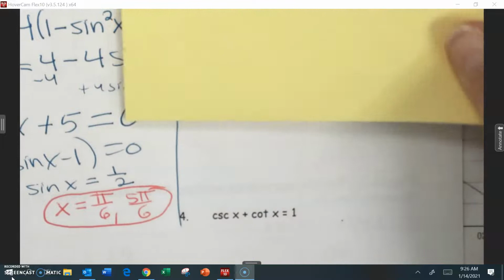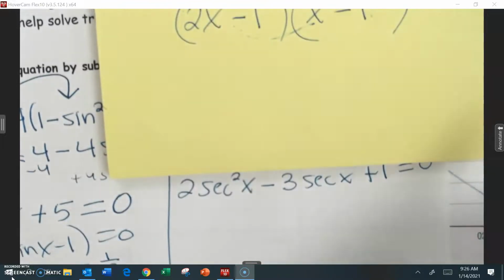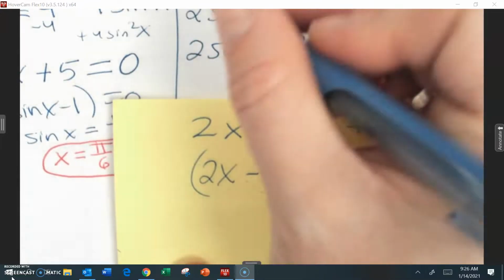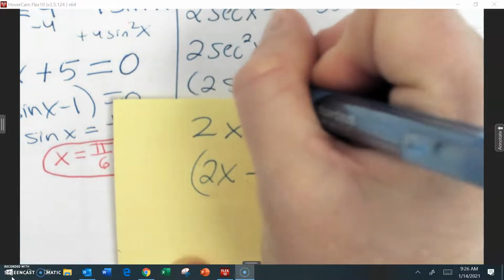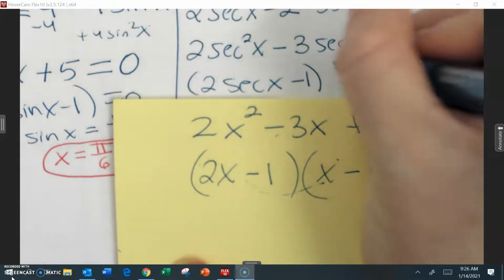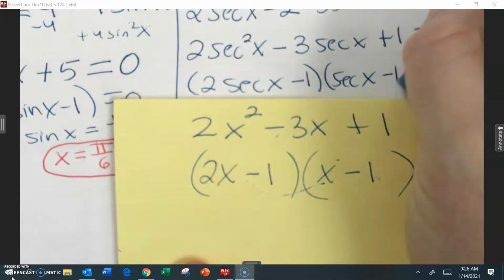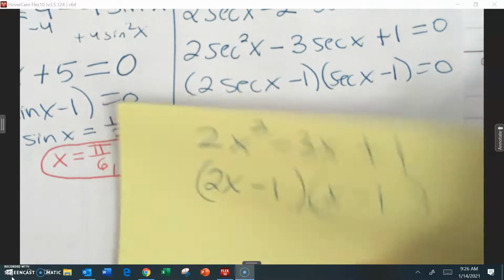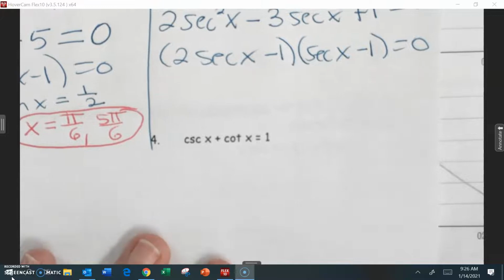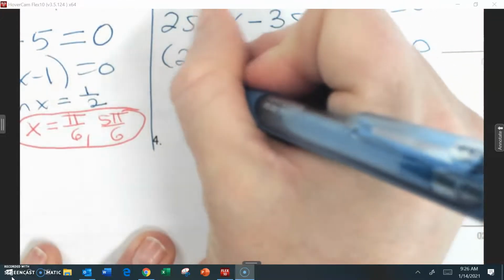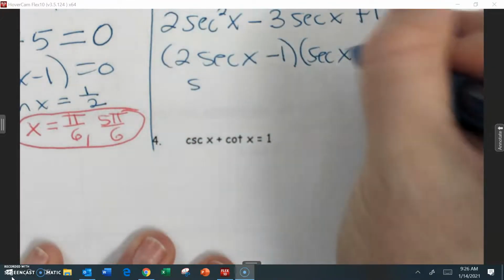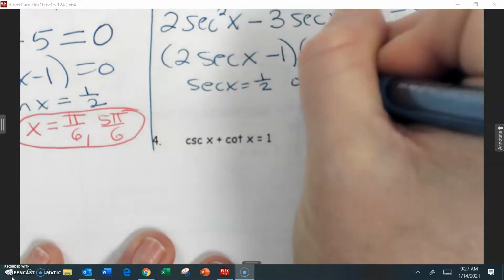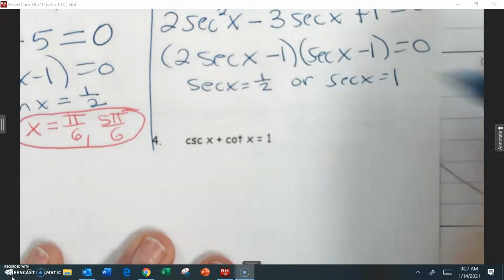Good. So once again, that means that I can factor and write it, sorry, not trying to make you seasick here, but this is going to factor into 2 secant of x minus 1 times the secant of x minus 1. So don't let that secant scare you. And then we solve, okay? So this is either going to equal 0 or this by the zero product property. So the secant of x is going to be 1/2, or the secant of x is going to be 1.